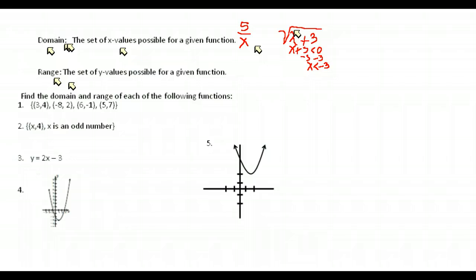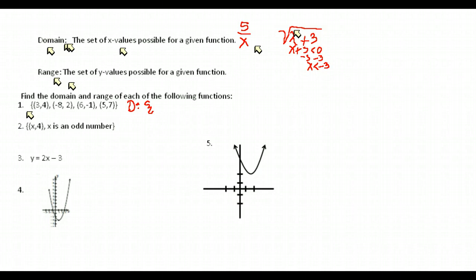So we're going to look at a few examples here. There's different ways that they can represent a function. For example, here we have 3, 4, negative 8, 2, 6, negative 1, and 5, 7. They've just listed the points that are in the function. So is it a function? Yes, it is, because we didn't have any of the x's repeated. What's our domain? I'm just going to use a D for domain.